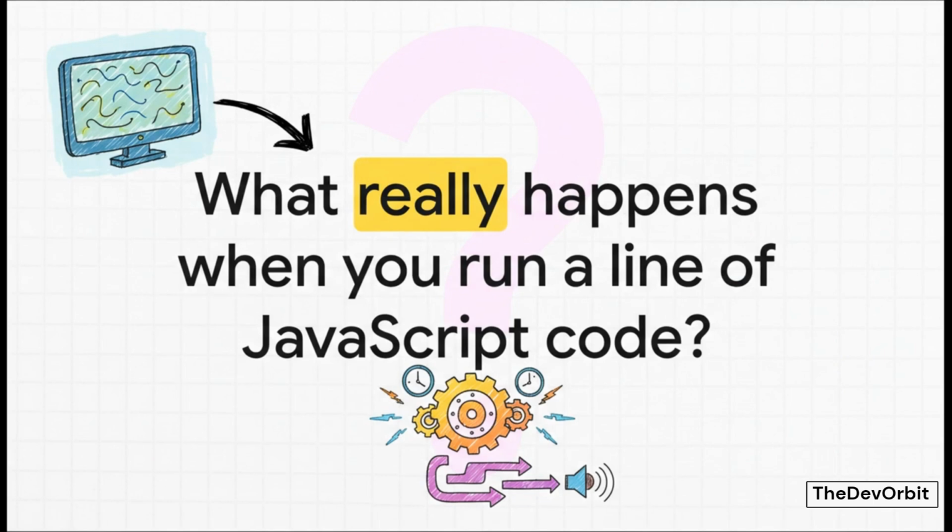I mean, think about it. What really happens when you run a line of JavaScript code? It seems so simple, you write a little code and boom, it just works. But underneath that simple surface, there's this incredible, powerful engine at work, making decisions every single millisecond. So let's pull back that curtain and see what's actually going on.